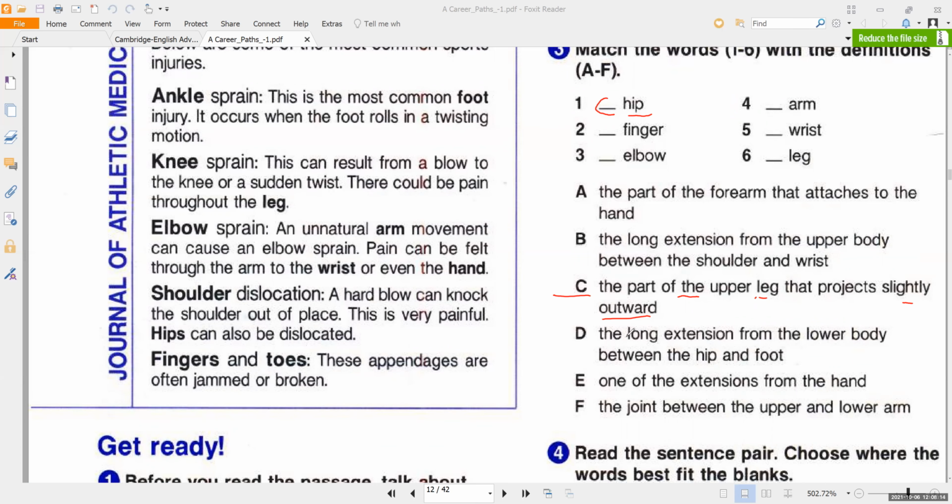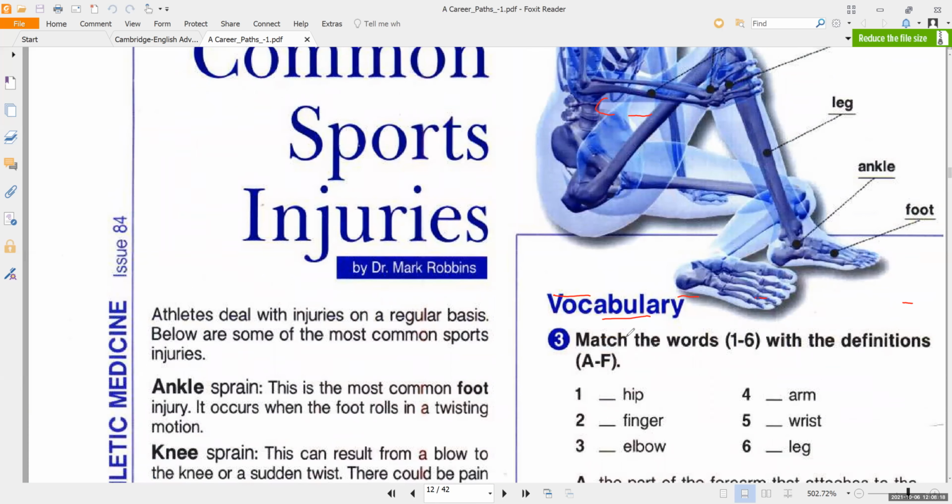Hip. This is the hip. You want to see the hip? This is the hip. Yeah. This is the hip. Okay.